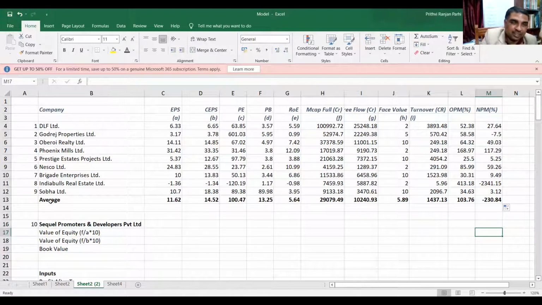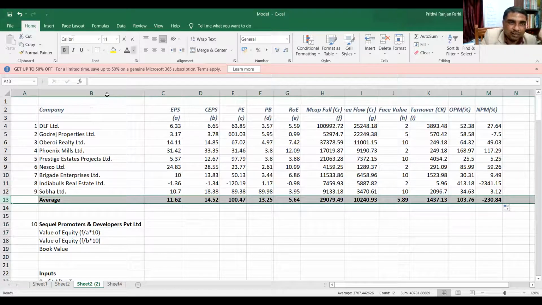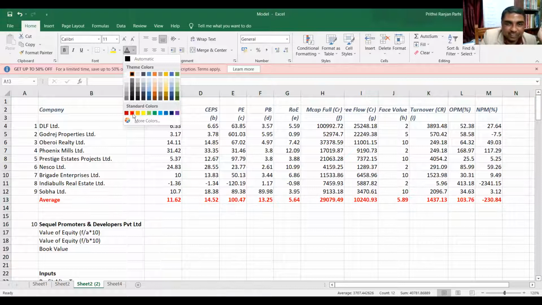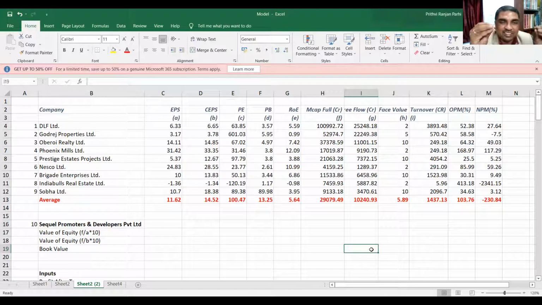This gives us an idea about the market. Once it is averaged out, you can understand in this sector what the average EPS is, what the average cash earning per share is, what the average price earning ratio is, what the price to book value ratio is, what the average return on equity is. What is the market capitalization, what is the free float market capitalization. The average face value has no meaning, and the average turnover also has no meaning. So let us say the average OPM, and maybe the average NPM, one can find it.